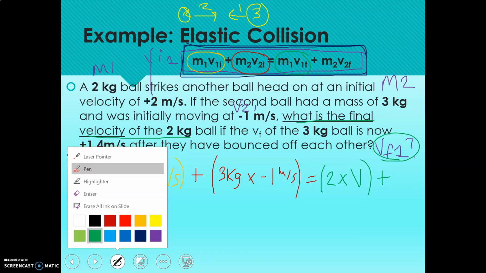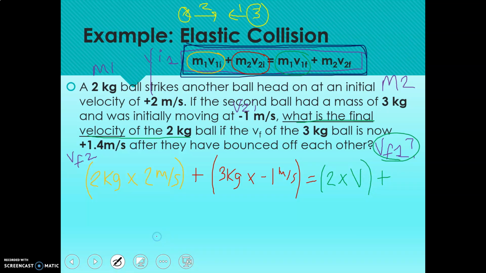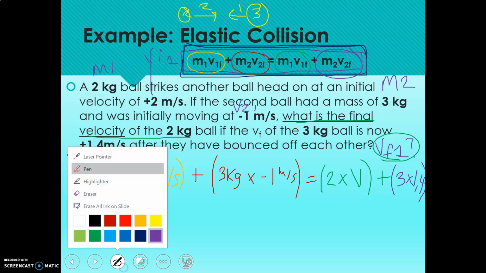All right, and then our last part. I'm going to use purple. The mass of that second object was 3 kilograms times, and then the final velocity was 1.4. Okay, barely had room. So now you just need to simplify.